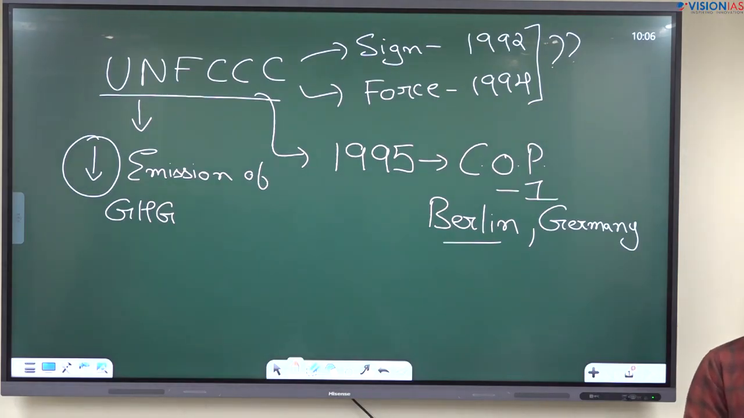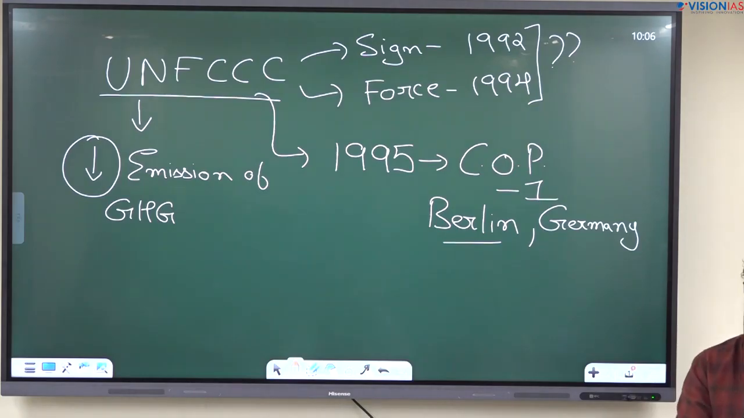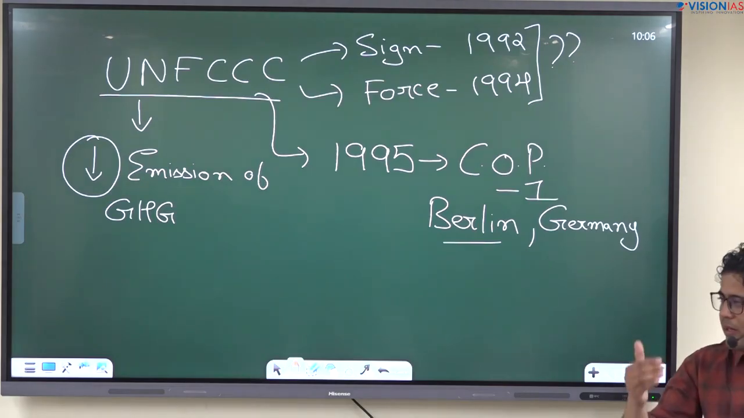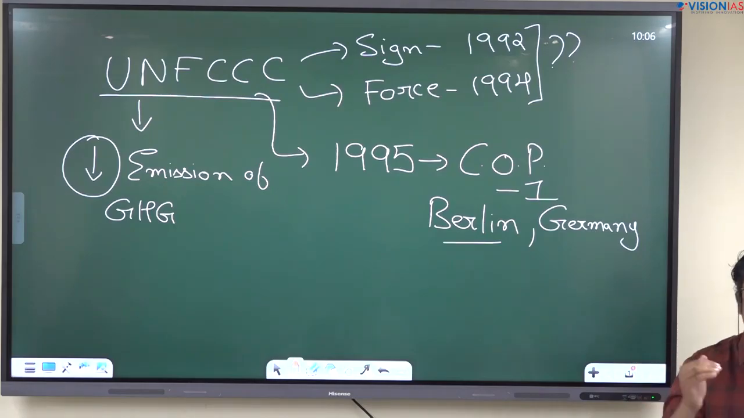Okay. So understand this. If there is a rich country and you ask that rich country to reduce their GHG emission, they can afford it because their economy is strong. You cannot say the same thing to a developing country, let's say India. You ask India to reduce GHG emission, that means industrialization has to be stopped in India. Industrial growth has to be controlled in India.